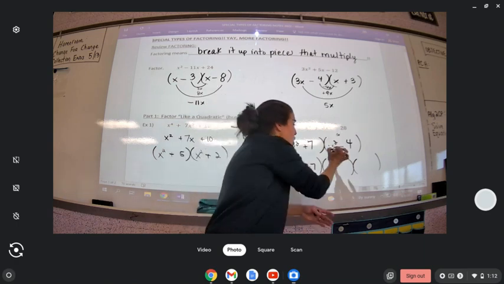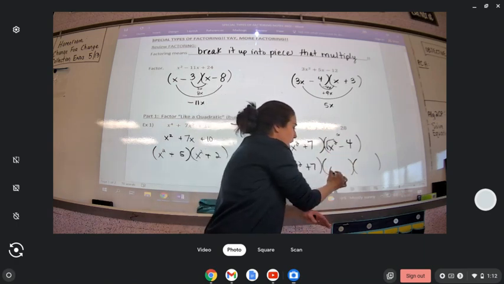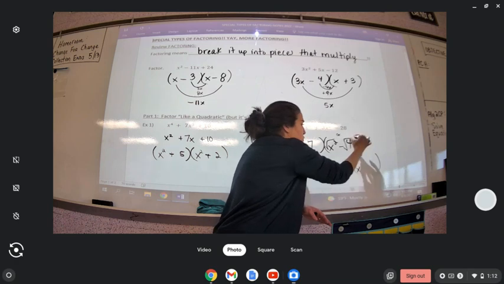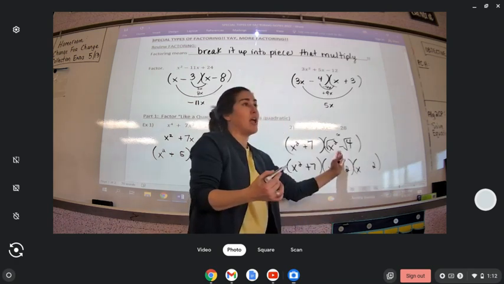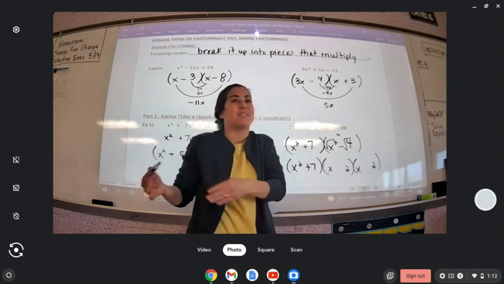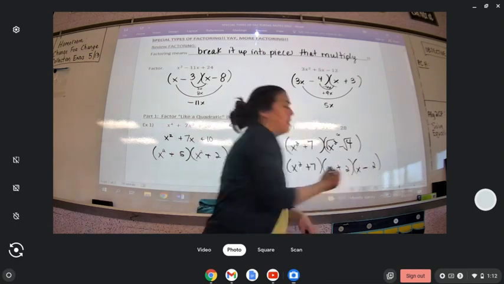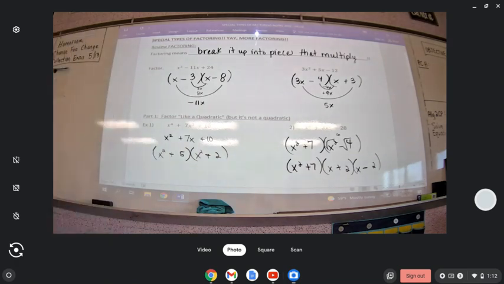Or I tried to show you guys a really quick shortcut to squares. Just take their square roots. What's the square root of x squared? X. What's the square root of 4? 2 and 2. And then what signs do you need them to be to multiply to a negative 4 and add up to 0 x's? Plus and negative.